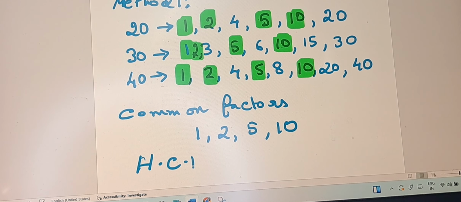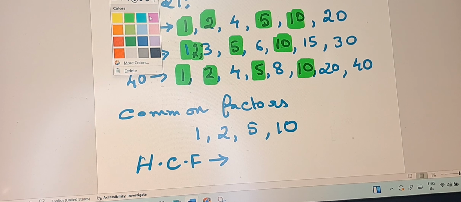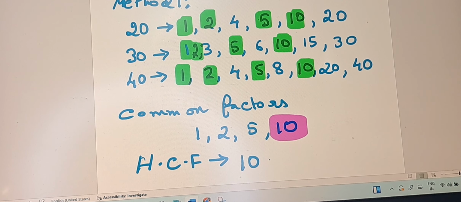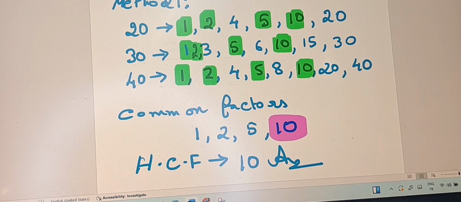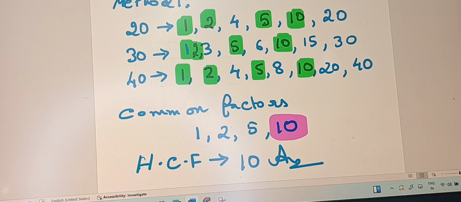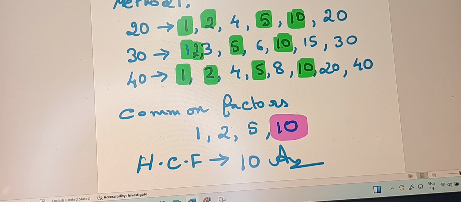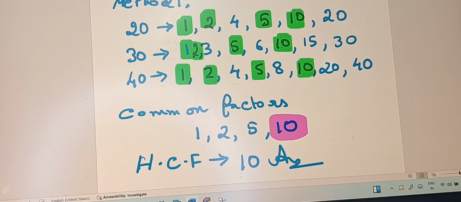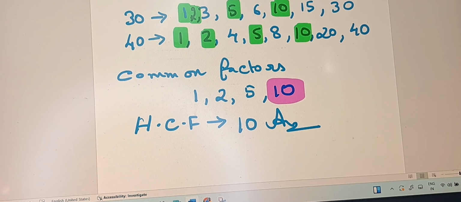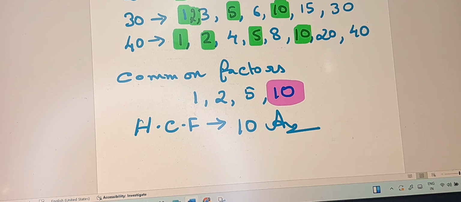Now what is the H.C.F? Highest common factor. Among these, which is the highest? We can see over here, which is the highest? That is 10. It's so simple. So 10 is the answer. So method 1 is called factor method. We have to find out all the factors of the numbers and we will get the common factors. Among the common factors, which is the highest common factor? That is 10.